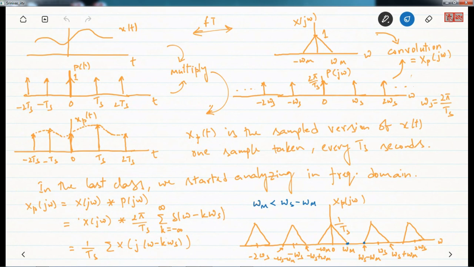What does that mean? When I say the samples xp of t uniquely represent x of t, that means I should be able to get back my x of t from xp of t, right? When I sample, and after sampling, if you give me the samples, I should be able to get back to the original signal. Otherwise, I cannot claim anything. Otherwise, it's simply useless, right? So now we have to see, can we get back to the original signal x of t from xp of t? Yes, we can do that from the frequency domain interpretation.